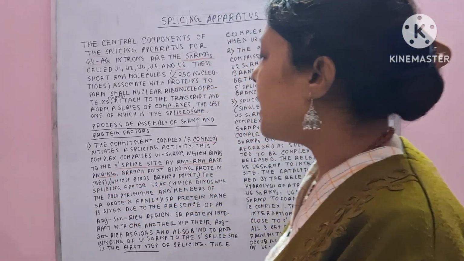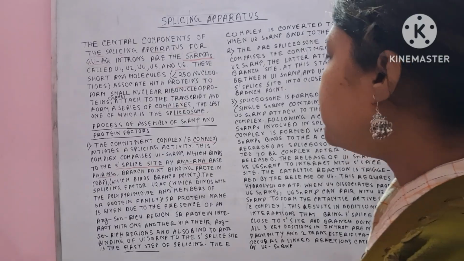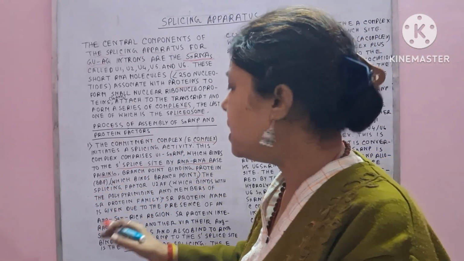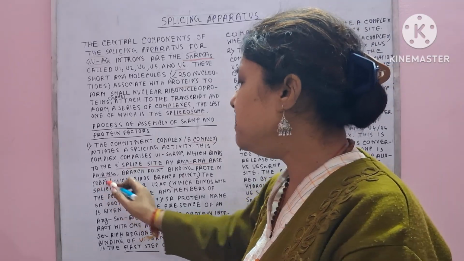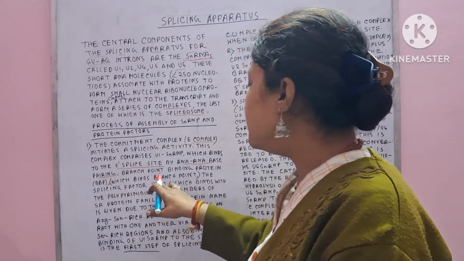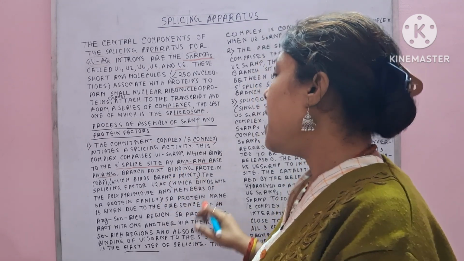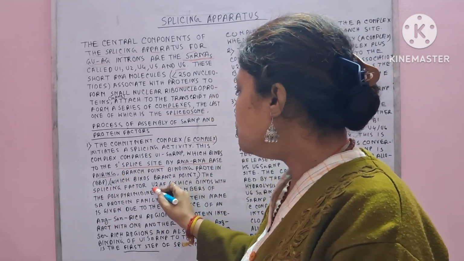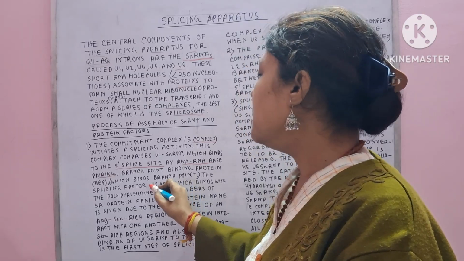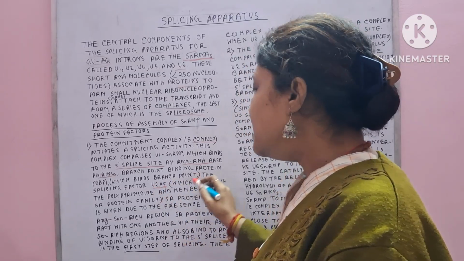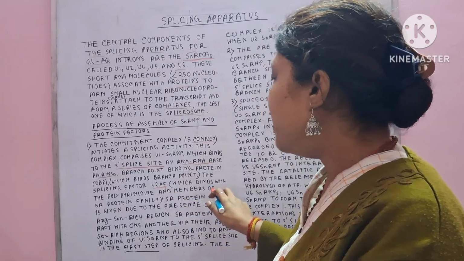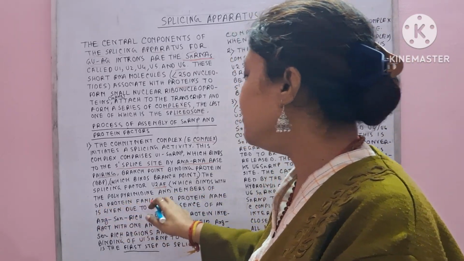And branch point binding is another protein, in short form the BBP protein. It binds at the branch point. And the splicing factor, another factor, is U2AF, and this binds to the polypyrimidine tract and members of the SR protein family.